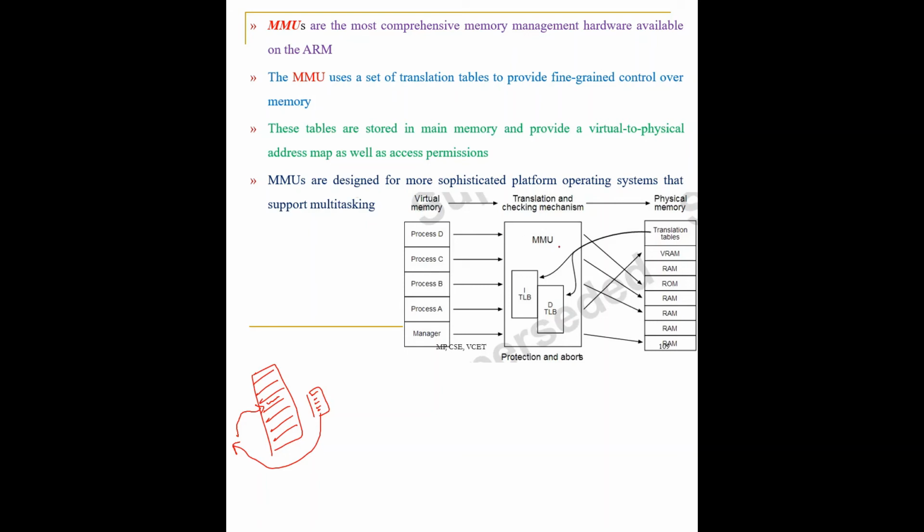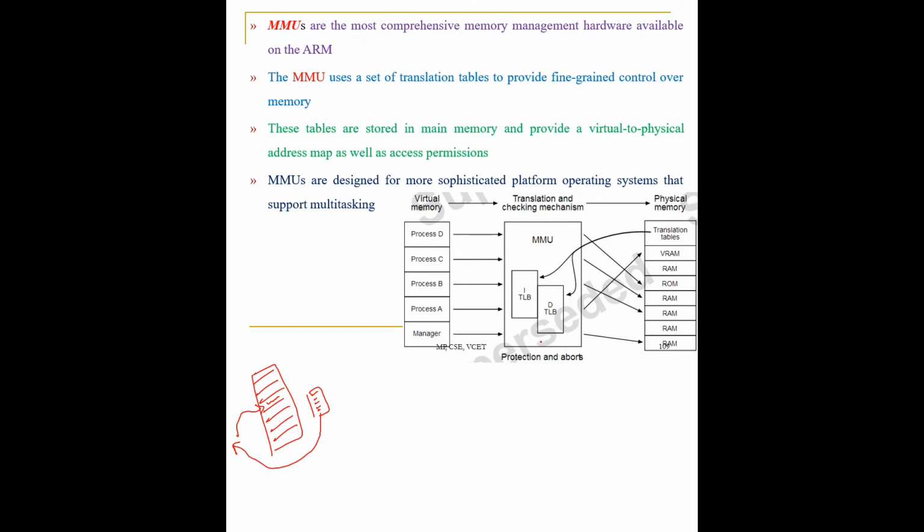See here, you have a memory management unit. This is the process. This is your virtual memory. This is your physical memory. So basically what happens is, there is a translation table, which will be giving you the control to the memory. Once it gives the control to the memory, you can go to that particular process and gain access, which means that it is actually more complicated than the memory protection unit.